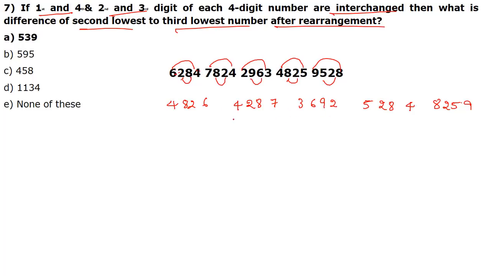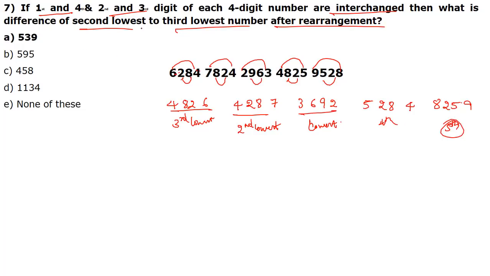What is the lowest number here? So the lowest number would be 3692. So this would be the lowest. After that, what is the second lowest? So 4287 is the second lowest. After that, third lowest. So 4826 would be third lowest. Then this would be fourth lowest and this would be highest.